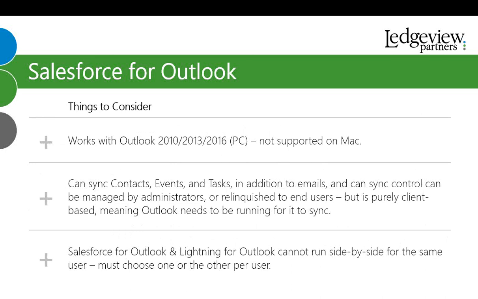And lastly, as we look at things to think about with Salesforce for Outlook, if you decide to pursue it, one user cannot use both types of applications. Salesforce for Outlook and Lightning for Outlook are on a per user basis. Both of them cannot run at the same time. A user has to use one or the other. Now, you can blend in your organization and have some users on SFO and some users on LFO, or Lightning for Outlook, but the same user can't be testing both, so they have to choose one or the other.